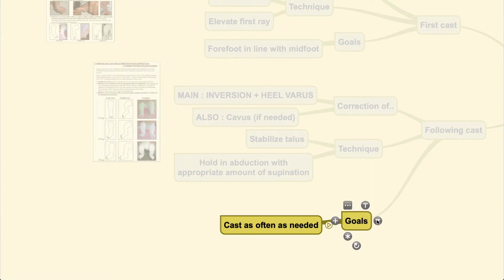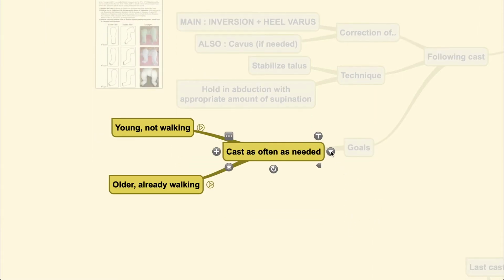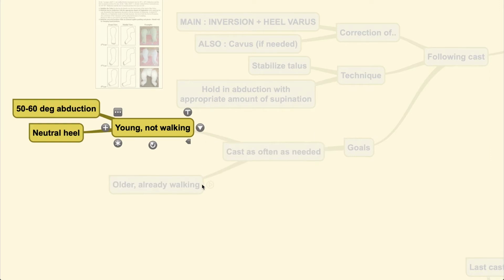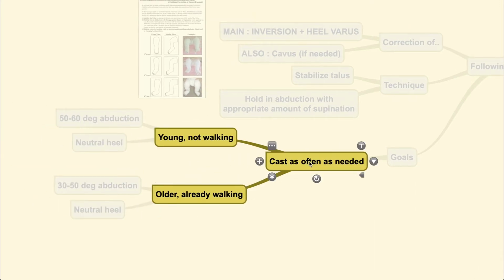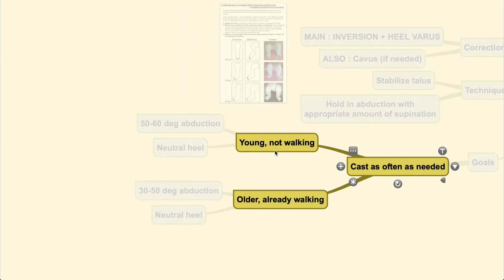Now, the goal is to cast as often as needed. You may not force a foot into the wanted position. You should always try to feel how much change you are putting in the baby's foot. You should not cast as little as needed. Instead, you should cast as often as needed to achieve these goals.